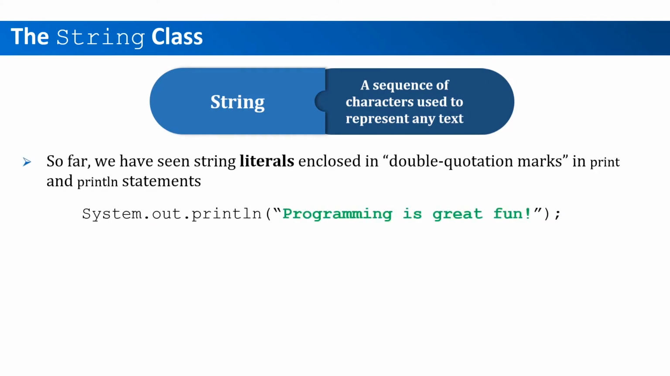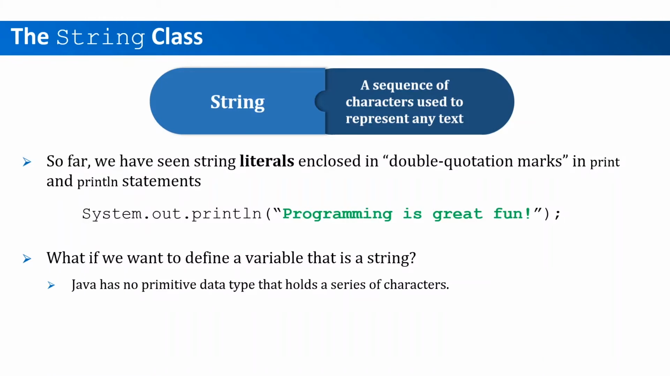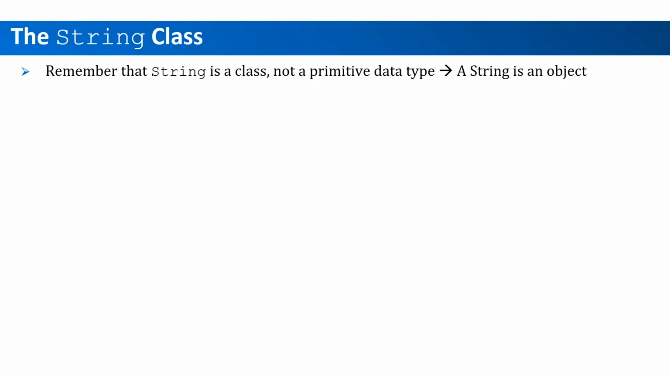We are familiar with strings because we have seen them as literals in our print and println statements. Now, what if we want to use a string without it being a literal? We want to give it a name, like, for example, firstName refers to John. The problem is that none of the 8 primitive data types in Java represents a string. That's why we need to use the String class that comes with Java. Since String is a class, this means that strings in Java are objects.